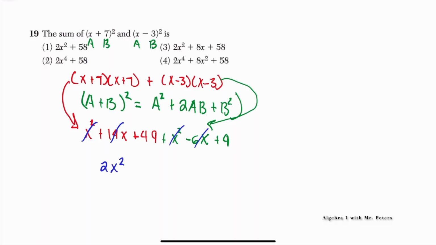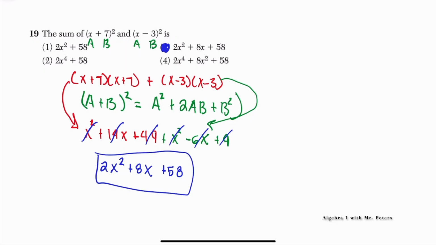14x minus 6x, plus 8x. And then 49 plus 9 is going to give me a +58. So when we look at our answer choices, answer choice number 3 is going to be the sum of these two binomial expressions once we expand and add together.